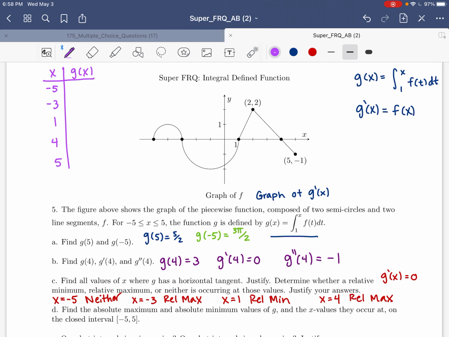Now I need g of all of these values. I've already found a lot of them. G of 5 I know is 5/2 from part A. G of -5 is 3 pi over 2, also from part A. G of 4 I found was 3. G of 1, if I plug that in, it's going to go from 1 to 1 of f of x dx, so that's obviously going to be 0. But then I got to find g of -3. I don't have that one yet. So I'm going to just do it. It's going to be -3 to 1 since I'm changing the order.